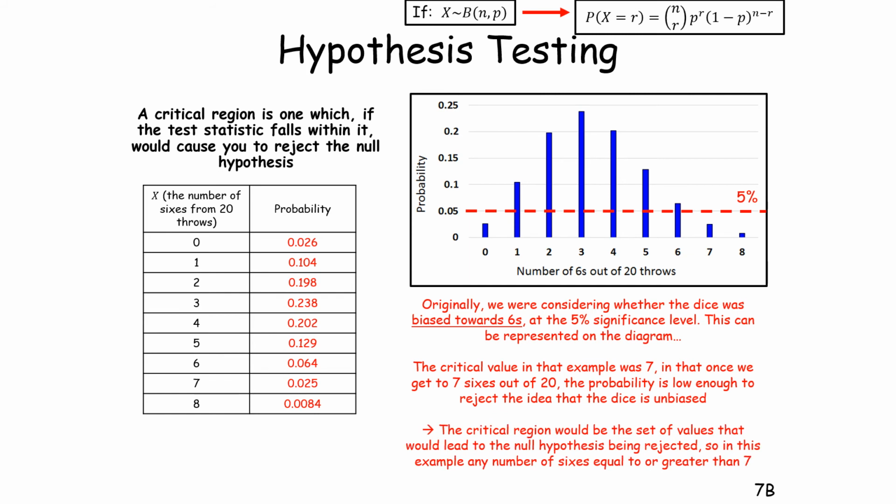The critical region would be the set of values that would lead to the null hypothesis being rejected. So in this example, any number of sixes equal to or greater than 7 would be rejected. So this is the critical region. The critical value is 7, but this bit here we say is the critical region. Anything in this region, the null hypothesis will be rejected.